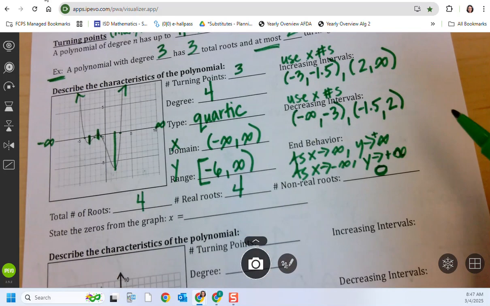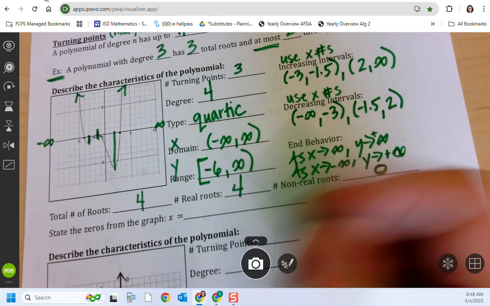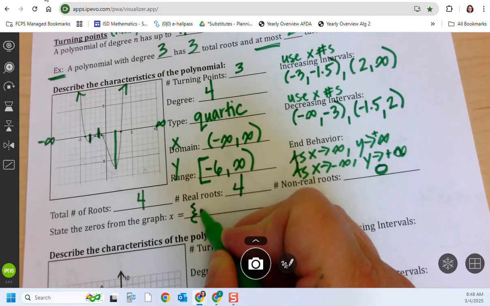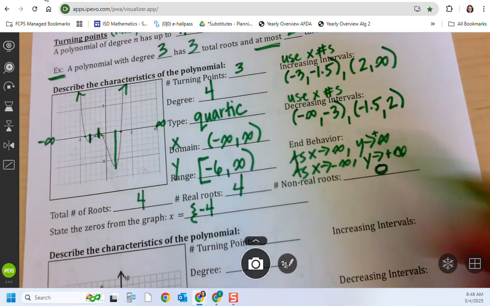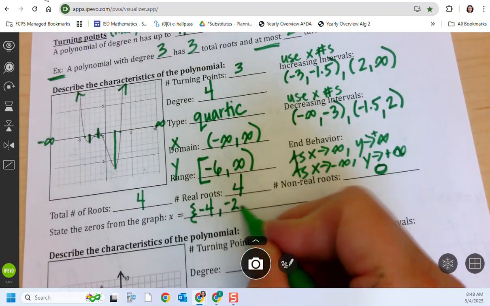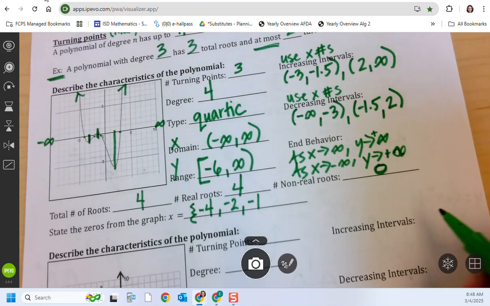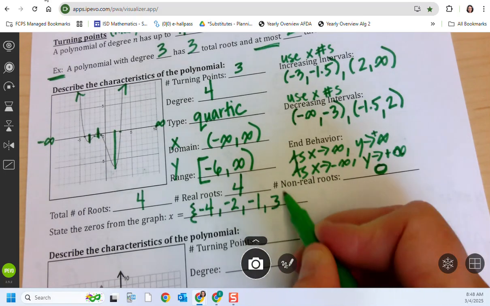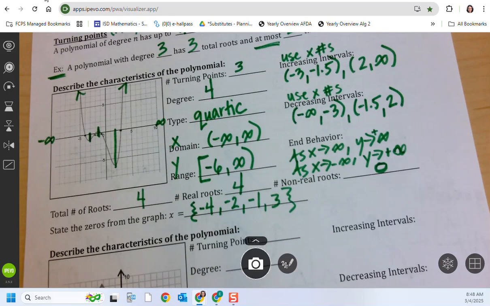State the zeros from the graph. So we're going to say, where does that graph cross the x-axis? I'm going to use fancy brackets to indicate a set of numbers. So I've got -4, -2, and -1. You guys, my eyes are really old, so you tell me if I'm seeing those numbers wrong. And 3. You guys agree with all those? Yeah. It's where it crosses the x-axis.